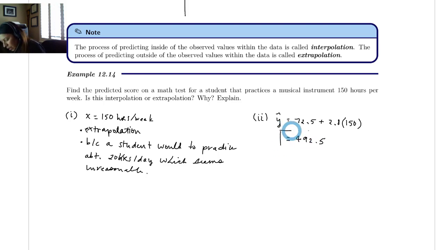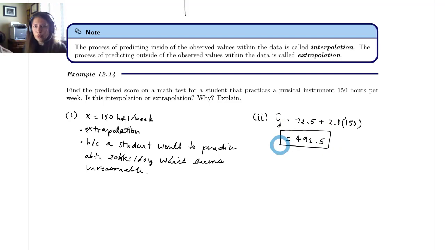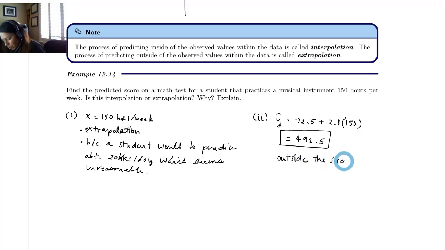So if a student practices 150 hours per week on their musical instrument, that predicts that a student would earn a 492.5 score on their math test. Do you think that's reasonable? I don't even think all our tests are 492 points in the class. So that result is outside the scope of the model as well.